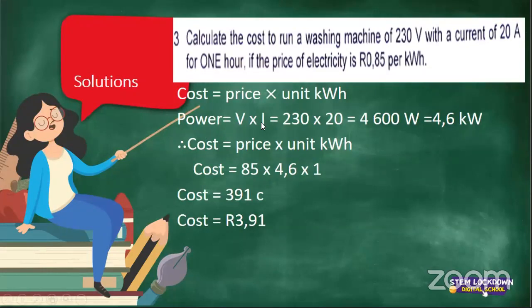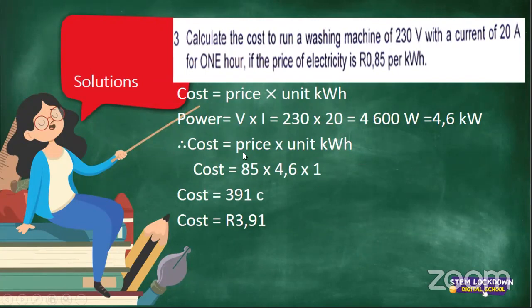So power is VI, V times I, which equals 230 for volt, take for V, and then 20 for I. Then this will be 4,600. So 4,600 watt is the same as 4.6 kilowatt. Right. So we know the kilowatt now.